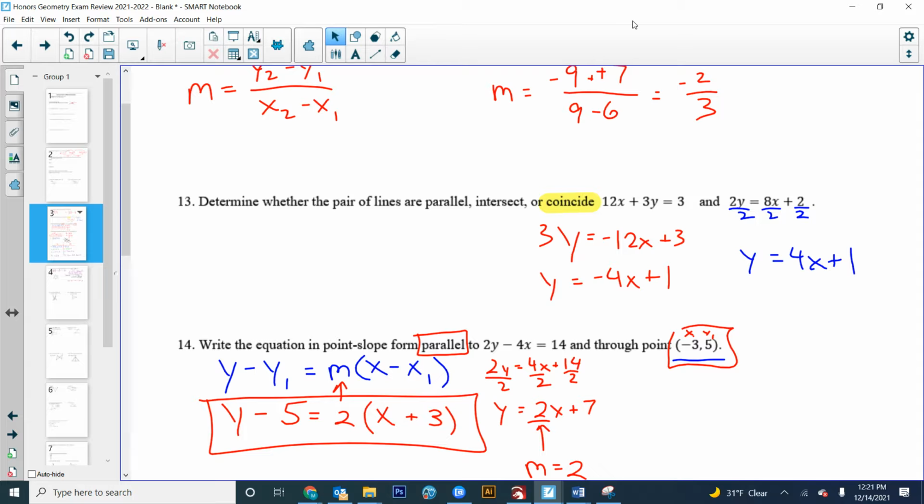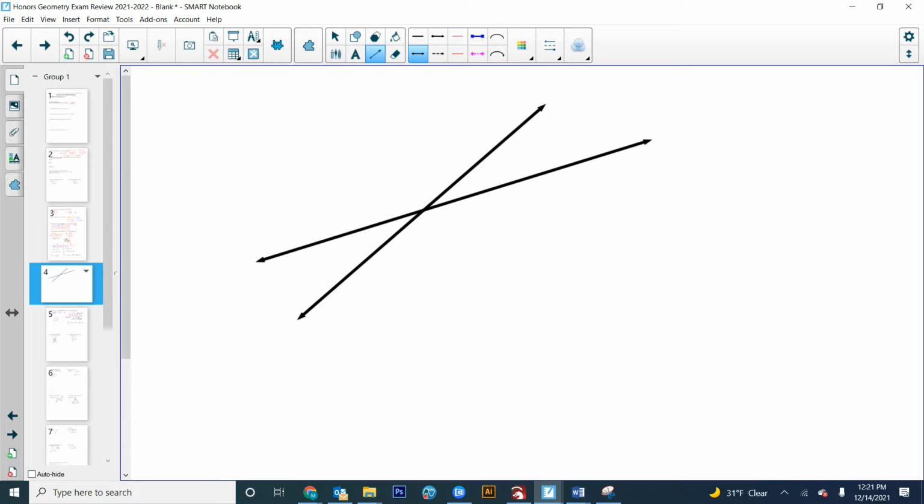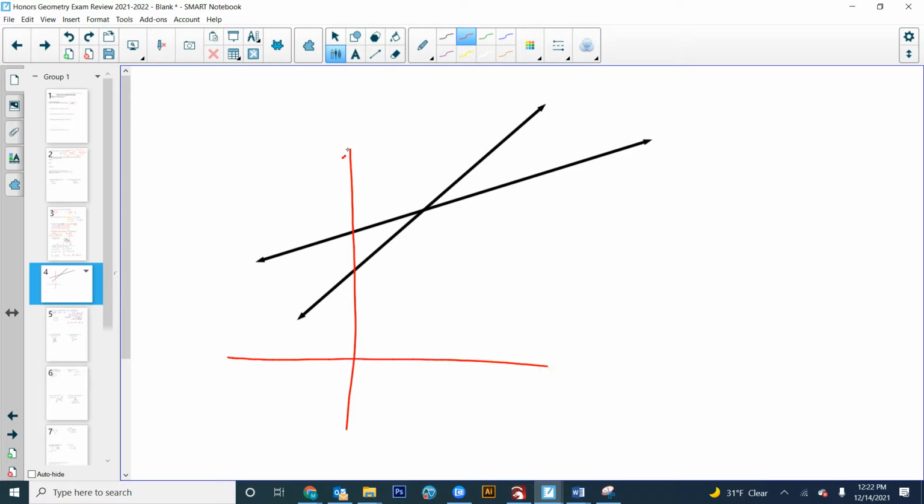Yes, Carissa? So does it matter what b is? Good question. Do these lines intersect? Yes. Do they intersect and have the same y-intercept? No. This line's y-intercept is up here. This line's y-intercept is down here. Correct?